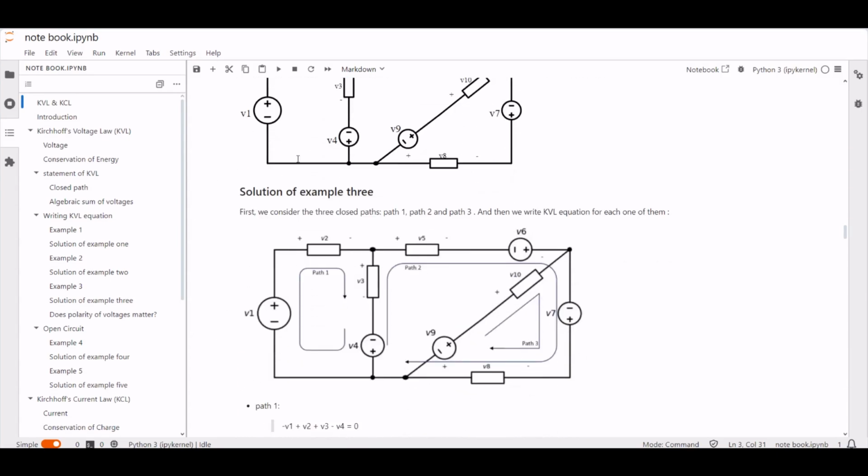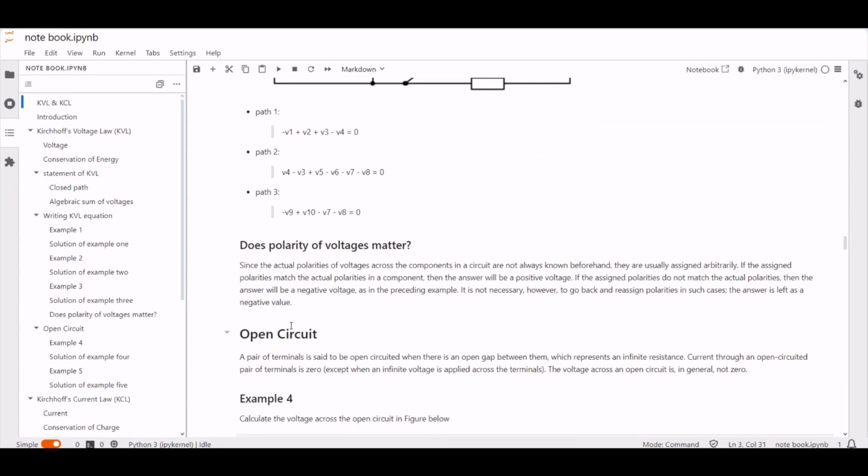At the end, does the polarity of voltages matter? Since the actual polarities of voltages across the components in a circuit are not always known beforehand, they are usually assigned arbitrarily. If the assigned polarities match the actual polarities in a component, then the answer will be a positive voltage. If assigned polarities do not match the actual polarities, then the answer will be a negative voltage. As in the preceding example, it is not necessary, however, to go back and reassign polarities in such cases. The answer is left as a negative value.